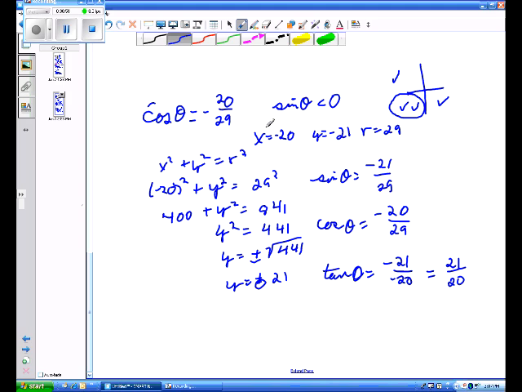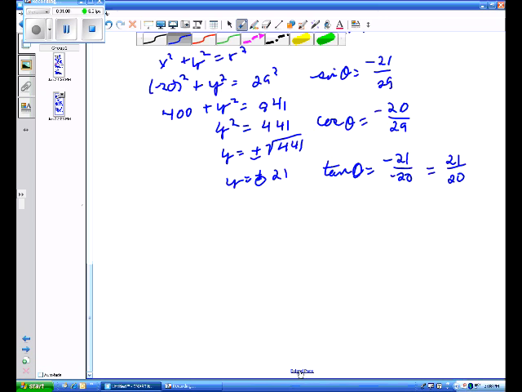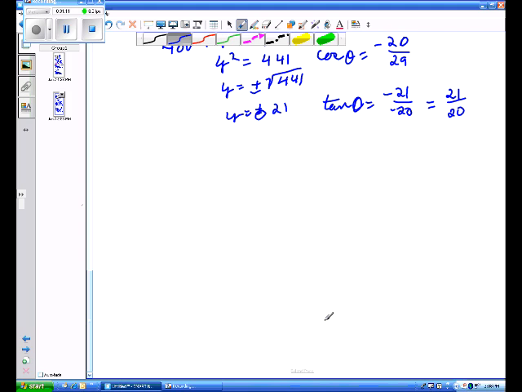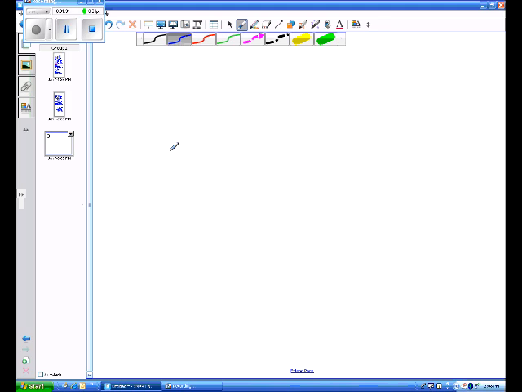And one last thing that we want to do. We've looked at how to find our 6 functions given a point. We've looked at how to find our other functions given a function of the angle. Given one function, we could find all of the others. The last thing we want to look at is how we could go about finding our functions where we're given an equation along the terminal side. So let's say that our angle terminates along the line y equals negative 3x.